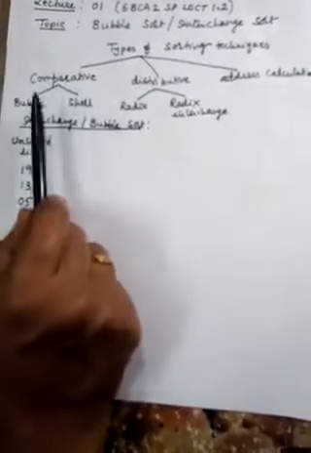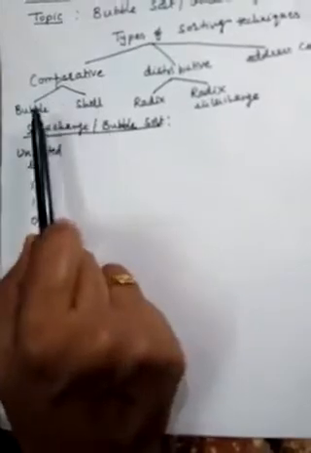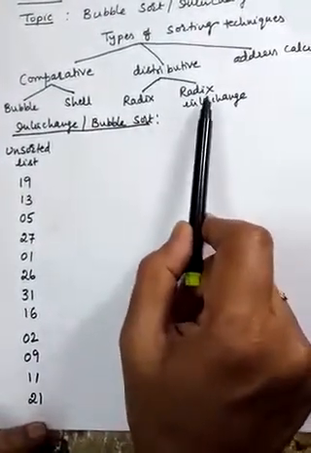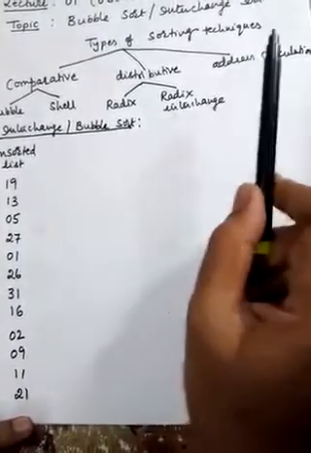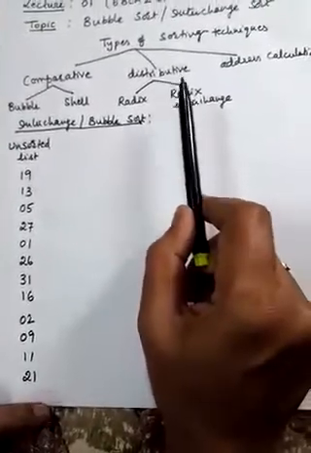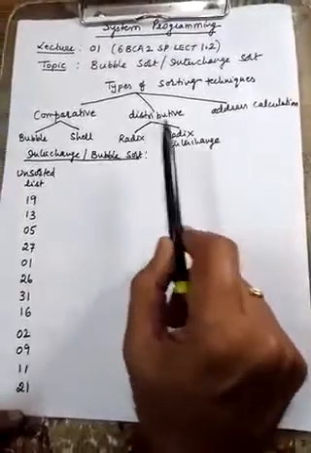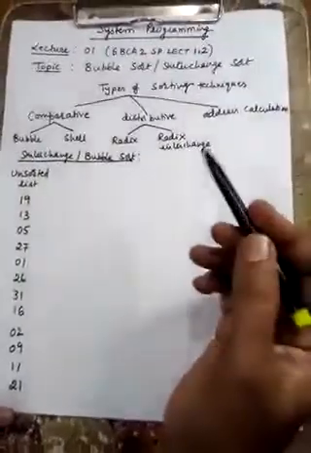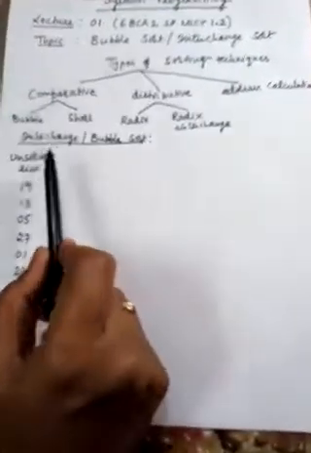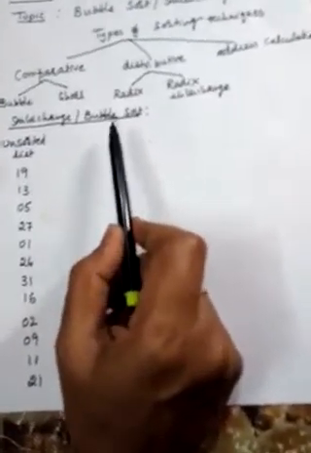As you are seeing, in your syllabus we have to study two comparative sorts, that is bubble sort and shell sort, and two distributive sorts, radix and radix interchange sort, and address calculation sort. All these sorts are very important for your examination, as you will get a part B question in this sorting techniques. Now you already know the simplest type of sorting technique is the interchange sort or bubble sort, which you are already familiar with from the previous semesters.